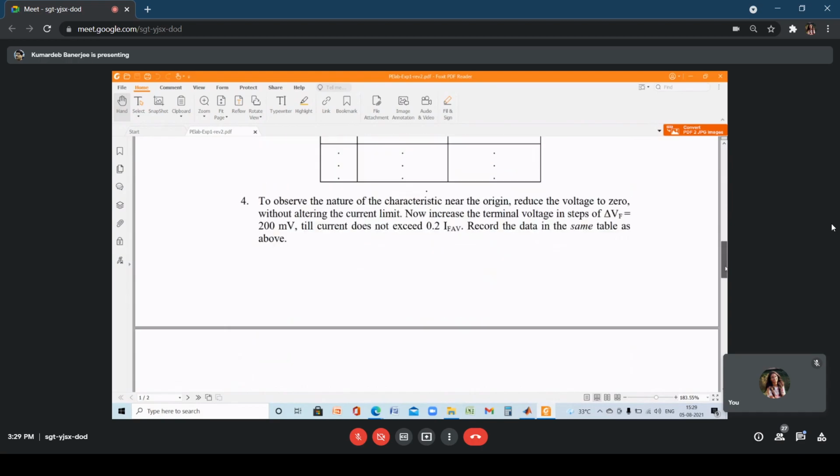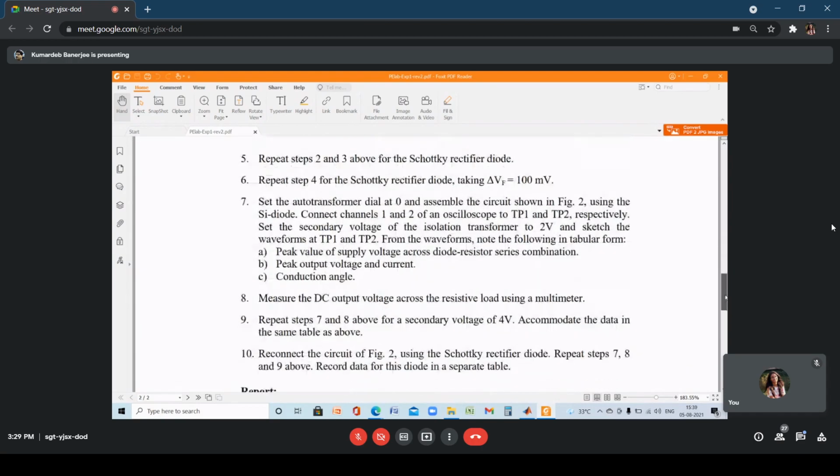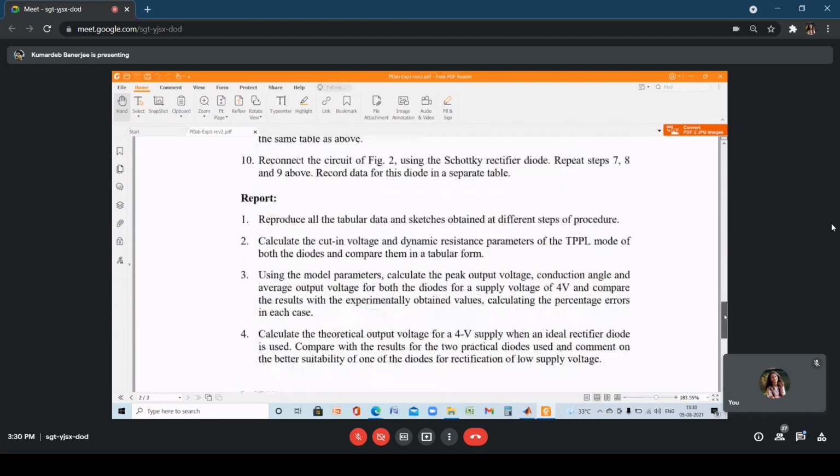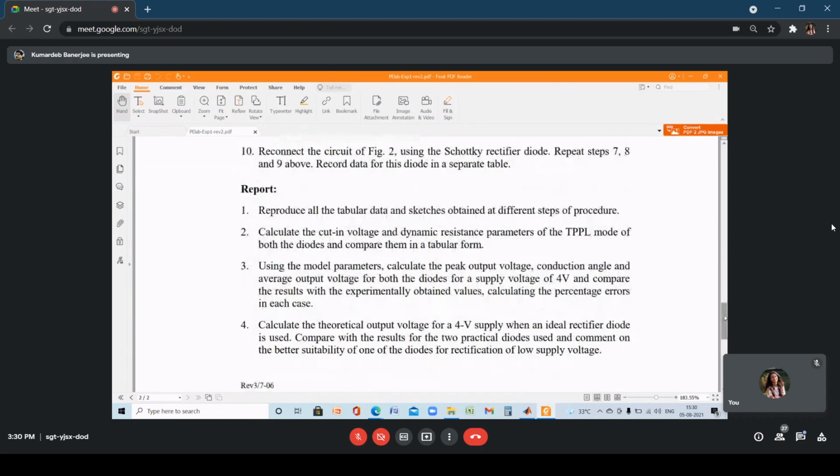Any query, class? Is it okay? So it's given over here. For the silicon diode, the step was 200 millivolt, that's 0.2 volt. But for the Schottky diode, the step was 100 millivolt, that's 0.1 volt. Clear? Any query, class? Is it okay?